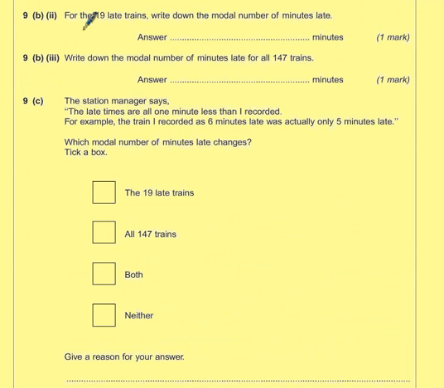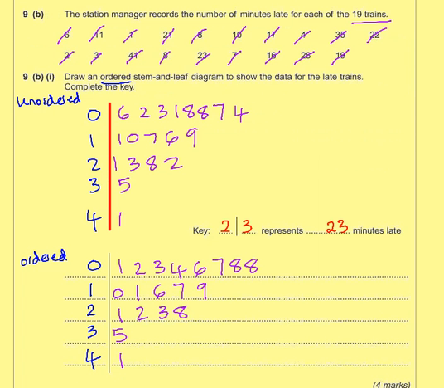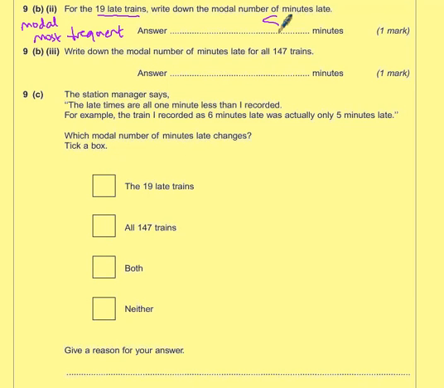Now 9b part 2 says for the 19 late trains, which I've shown on the stem and leaf diagram, write down the modal number of minutes late. So the modal is the most frequent. If I look back on my stem and leaf diagram, the modal is the most frequent that I've got shown the most. I've got 2 8s shown there, which stand for 8 minutes. So the most frequent late I've got is 8 minutes late.